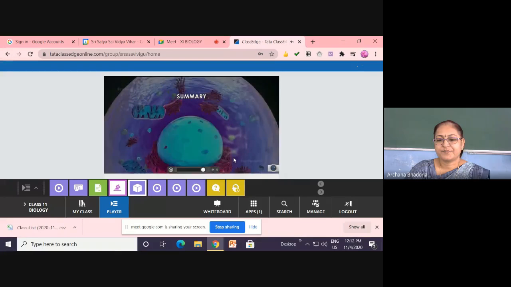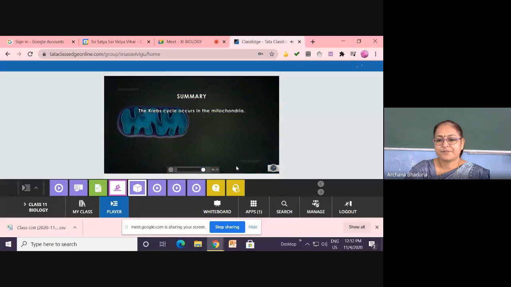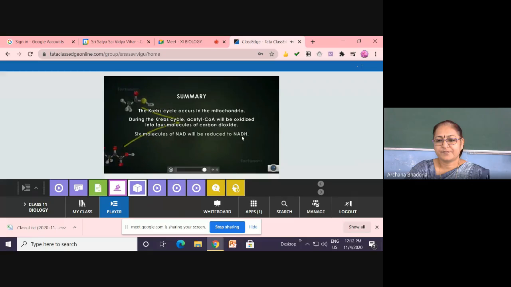Summary. The Krebs cycle occurs in the mitochondria. During the Krebs cycle, acetyl-CoA will be oxidized into 4 molecules of carbon dioxide. 6 molecules of NAD will be reduced to NADH. 2 molecules of FAD will be reduced to FADH2. 2 molecules of ATP will be produced.